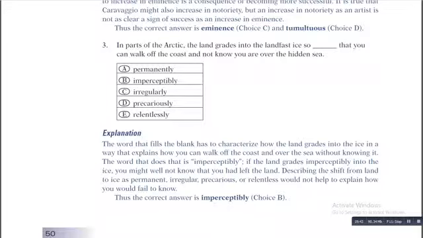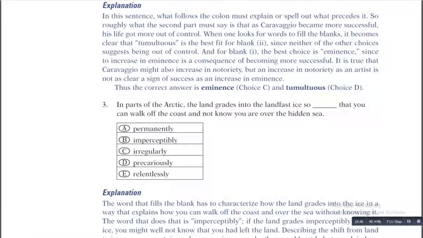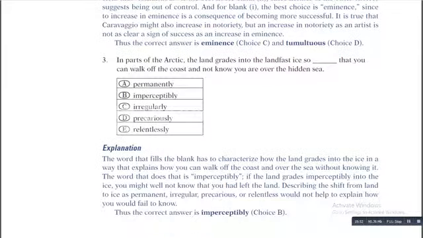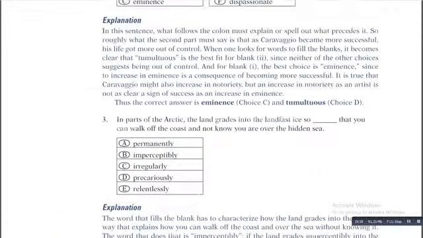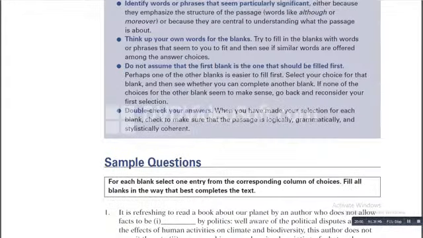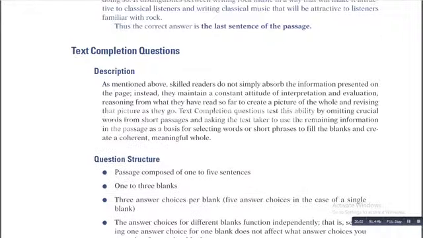Now, that's that about text completion questions. That's the second part of the barbarism. I told you the reading comprehension, the text completion question. Then the last part, which is the sentence equivalent question. Now, it consists of a single sentence, one blank, six answer choices.